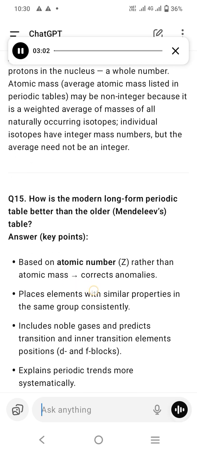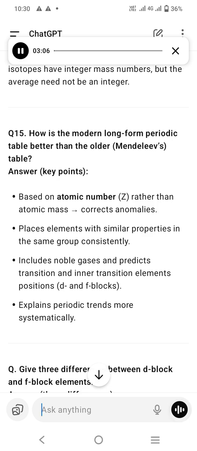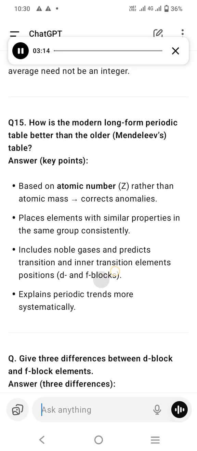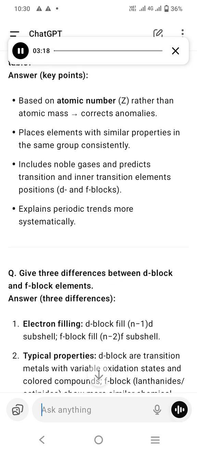Q15. How is the modern long-form periodic table better than the older Mendeleev's table? Answer. Key points. Based on atomic number Z rather than atomic mass, corrects anomalies. Places elements with similar properties in the same group consistently, includes noble gases, and predicts transition and inner transition elements' positions, D and F blocks. Explains periodic trends more systematically.